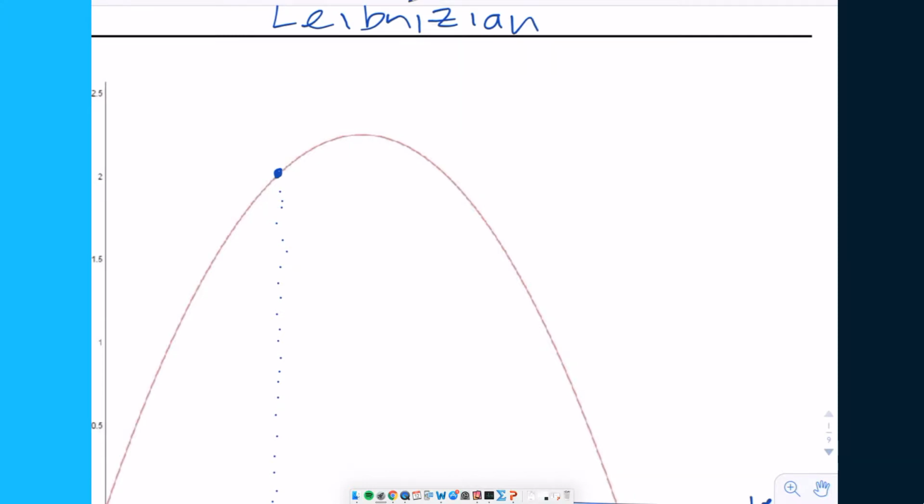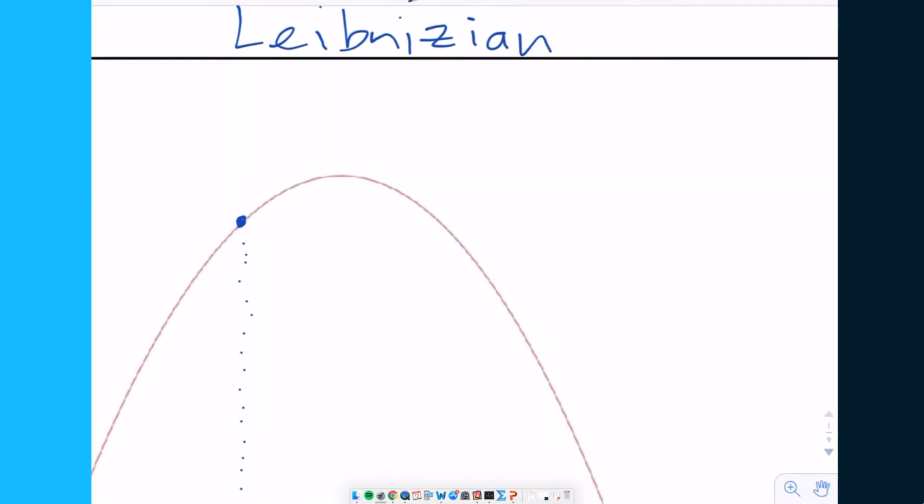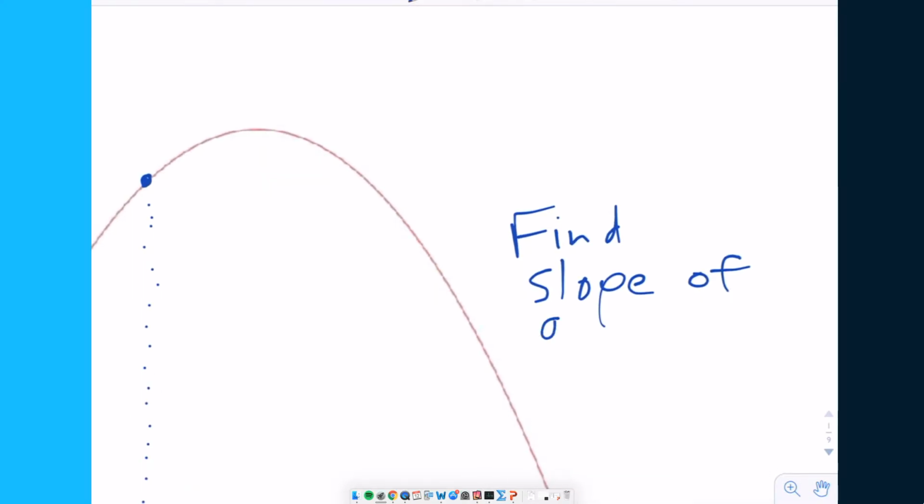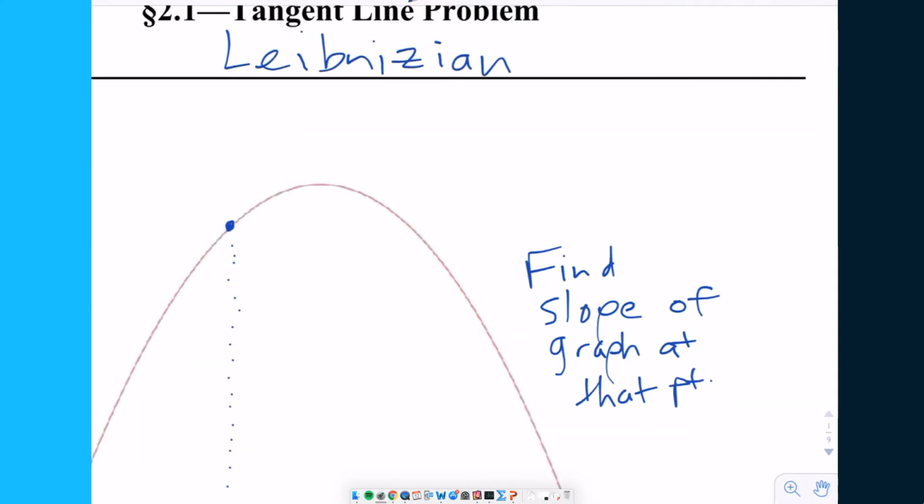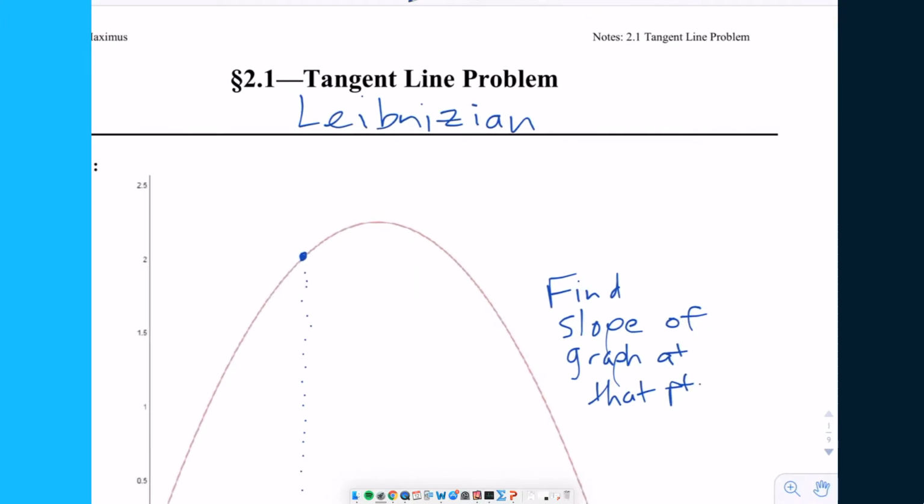So now we can kind of redefine the problem as the rate of change of an object at a single point in time is the same as finding the slope of the graph at that point. And so that's the Leibnizian perspective. The instantaneous rate of change, which turns out to be the velocity, if you're talking about how fast something's position is changing, that's the Newtonian perspective. The Leibnizian perspective was finding the slope of a graph.